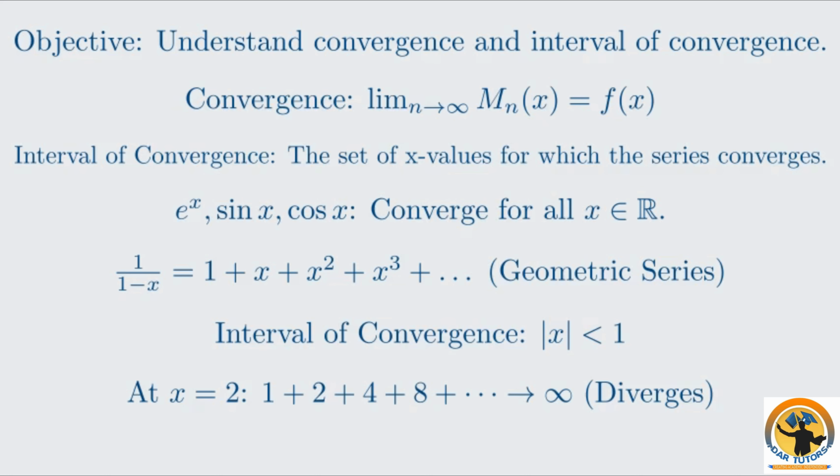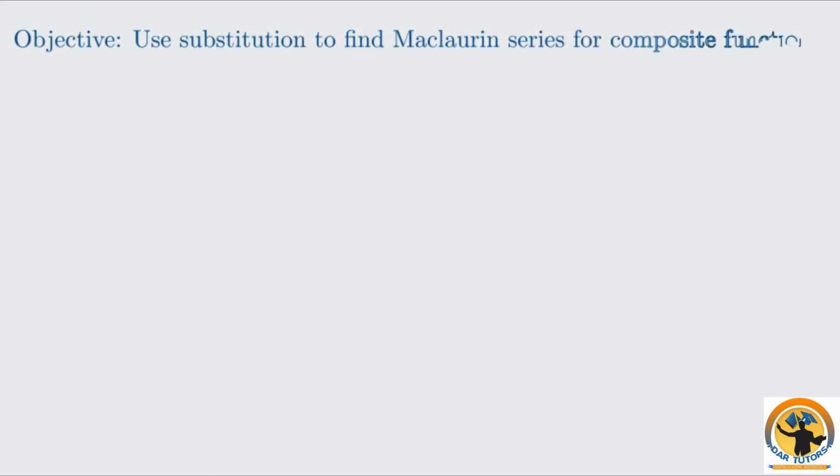In this scene, we have defined convergence and the interval of convergence, and we've seen that not all Maclaurin series converge for all x. Understanding this limitation is key to using these series correctly. In this scene, we will learn a powerful technique for finding new Maclaurin series from known ones. Our objective is to use substitution to find the series for composite functions. This method is often much faster and less prone to error than calculating derivatives directly.